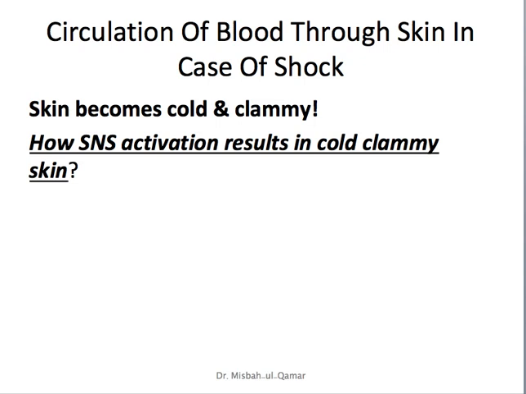Right, now we will look at how our cutaneous circulation behaves in case of emergencies, such as a hypovolemic shock. So what happens in case of shock, for example hypovolemic shock, or any other kind of shock, but mostly hypovolemic, is that the skin becomes cold and clammy.